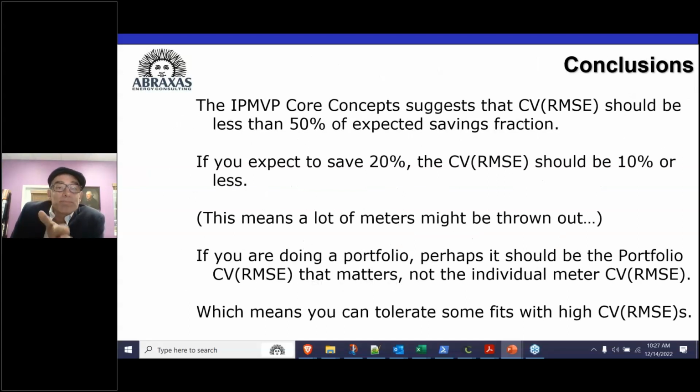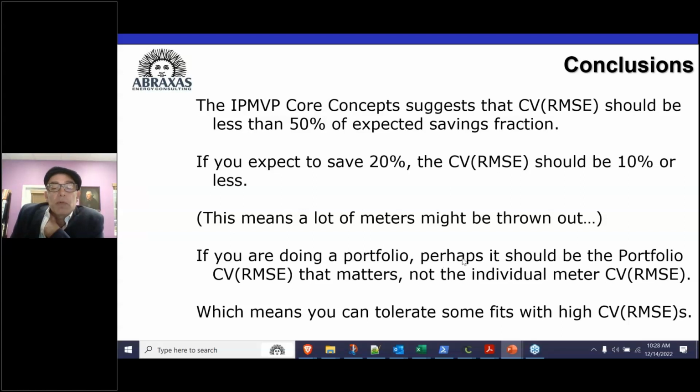Okay, so our conclusion, or my conclusion. The core concepts suggest the CVRMSE should be less than 50% of the expected savings fraction. Expect to save 20%, CVRMSE should be 10% or less. That means when you're doing regressions, if you're using option C, you're going to throw a lot of meters out. What does that mean, throwing meters out? Well, actually, that's another discussion, which I don't want to have here, but I do want to have soon.